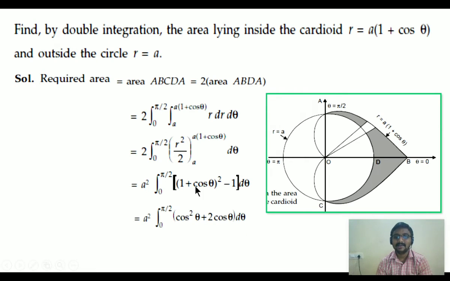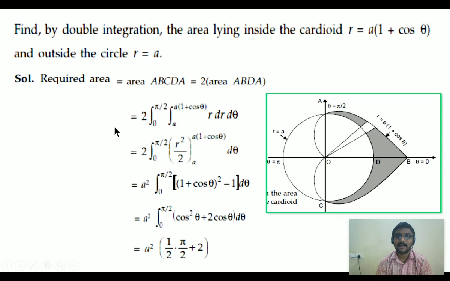Now simplifying, 1 plus cos theta whole square looks like a plus b whole square, that is a square plus 2ab plus b square. That is 1 square is 1, cos square theta, plus 2 cos theta. Clearly the 1 gets cancelled. So we will have cos square theta plus 2 cos theta. Now evaluating the single integration, cos square theta can be written as 1 plus cos 2 theta by 2, and the integration of 2 cos theta is 2 sin theta. Then substituting the upper limit as pi by 2 and the lower limit as 0, we will get the result as a constant.